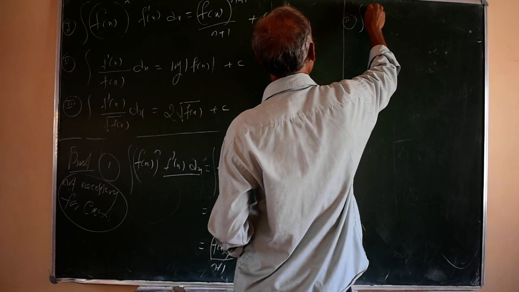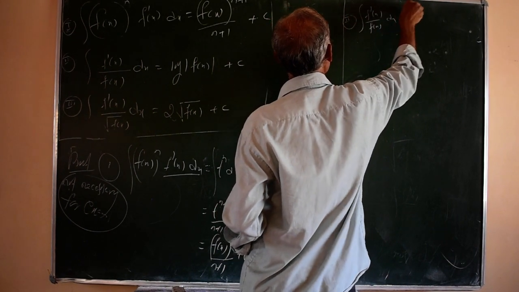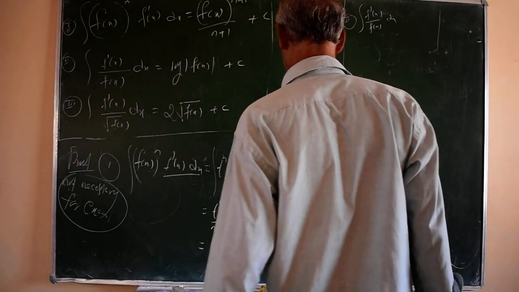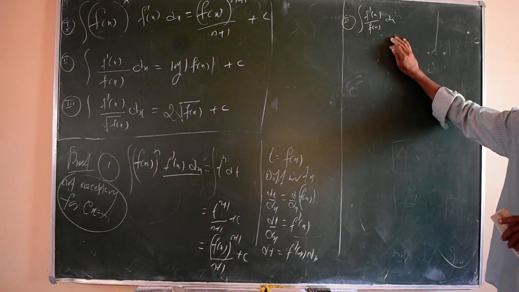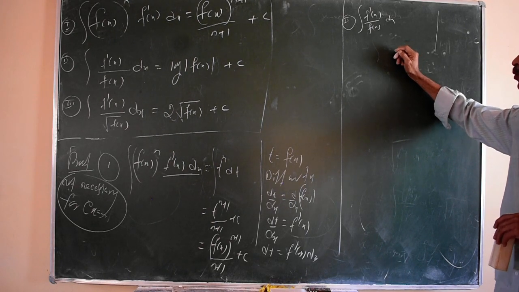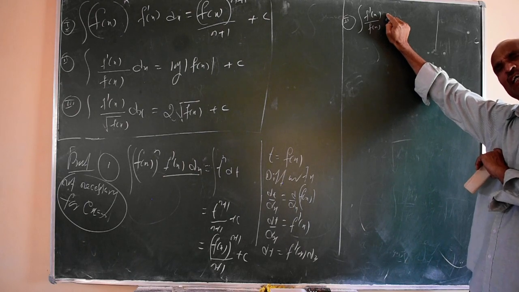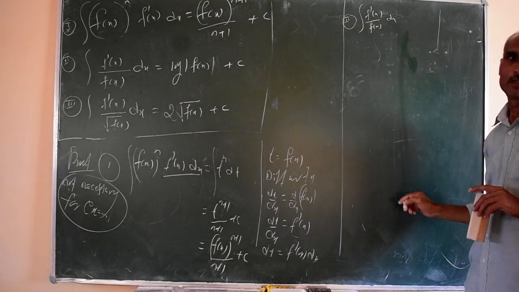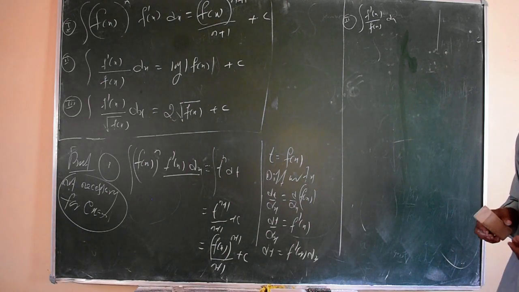Integration of f dash of x upon f of x dx. Take the same substitution, t is f of x. That is the substitution technique. Whenever you are taking the substitution, in the majority of cases, one part is f of x, another part of the integrand is f dash of x. Take t is equal to f of x. Two factors are there, and one factor is the differentiation of the other factor.